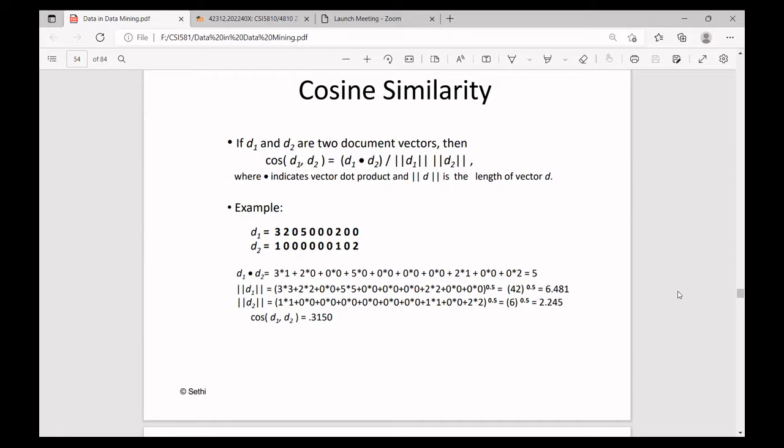And the formula for cosine similarity is shown in the slide. So you take the dot product between D1 and D2, if D1 and D2 are the two vectors, and normalize that dot product by dividing it with the length of the respective vectors. All right. A simple calculation here shows you how the dot product and normalization will be carried out. And if you take these two vectors, you end up with a result of 0.3150. Remember, cosine similarity you can use for binary vectors as well as for non-binary vectors.